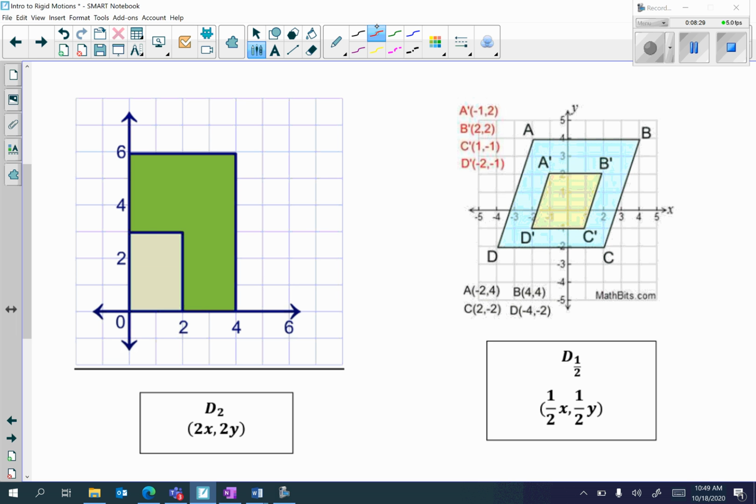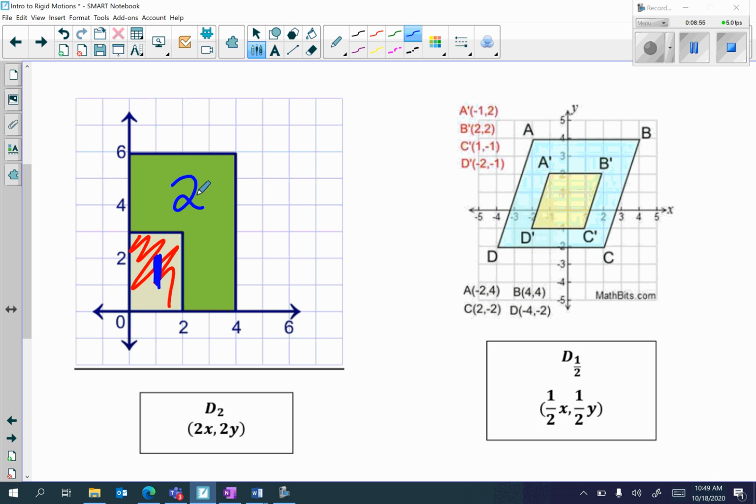I have this small rectangle. That's going to be the preimage. I'll label it with a 1. And then the big green rectangle is our image. We'll label with a 2. That is being dilated by 2. It's doubling in its size. And when we think of dilation, we think of multiplication. So we're going to multiply 2 by the x and y values.